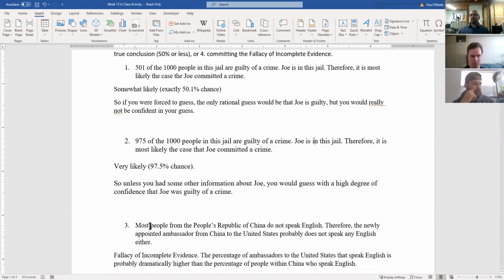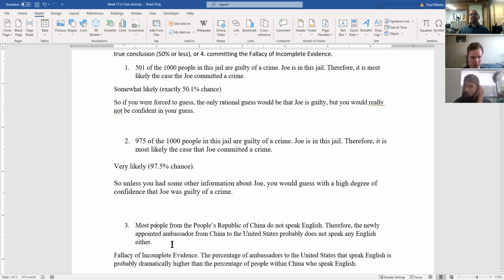I mean, it's entirely reasonable that most people, and again, notice it doesn't even have to be a percentage, right? But this is, again, something like a percentage, right? Most people in China don't speak English, perfectly reasonable. Yet we suspect that the newly appointed ambassador probably is not representative of the average person in China, right? They're probably way more likely to speak English. Indeed, one might suspect that there's a 100% chance that if a country is appointing an ambassador to the United States, that ambassador probably speaks English.